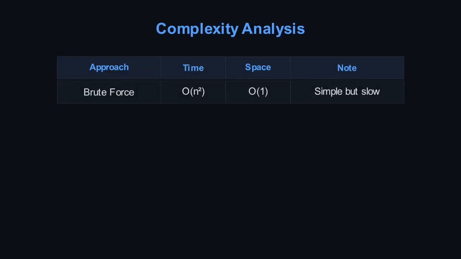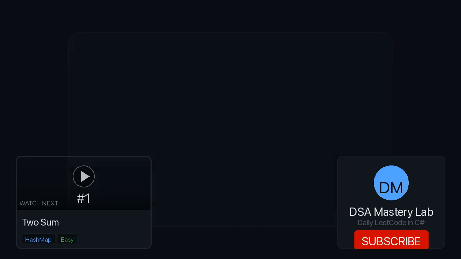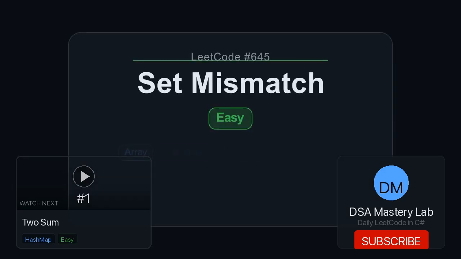This approach runs in linear time because each element is moved to its correct position at most once. The space complexity is constant since we modify the array in place. Try the first missing positive problem next. It uses this exact same pattern.